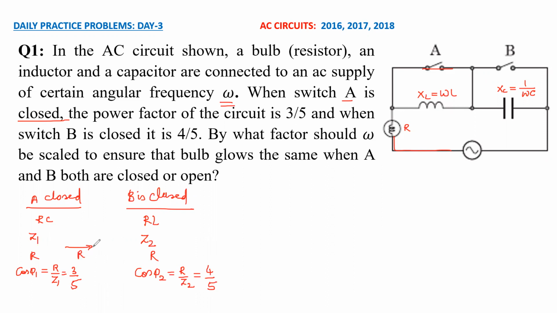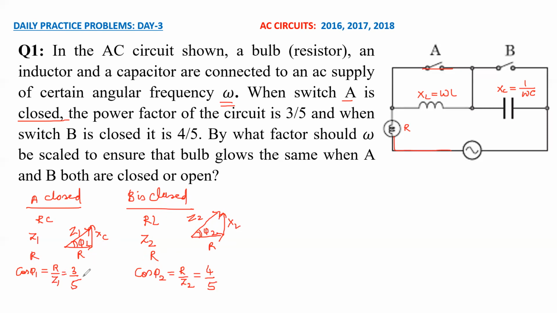Now we can draw the impedance diagram, in which resistance will be on the real axis. The impedance of the capacitor or inductor will be along the complex axis. So we can simply draw it like this. Here it is XC and you have Z1. The angle between resistance and the impedance will be your phi 1. And here you have R, XL and Z2, and this is your phi 2.